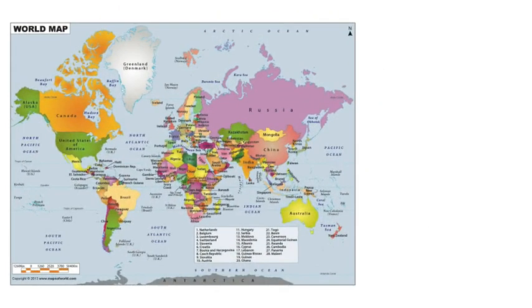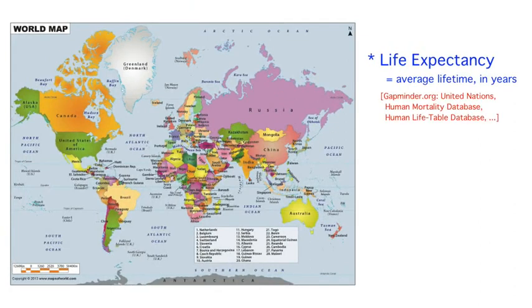Another source of data for us will be facts and figures for different countries and territories around the world. For example, we will consider the life expectancy for each country, the average number of years a newborn child would live if current mortality patterns were to stay the same. These data were assembled by gapminder.org, using such sources as the United Nations, the Human Mortality Database, the Human Life Table Database, and more. Life expectancy serves as an excellent measure of a country's overall health and well-being.